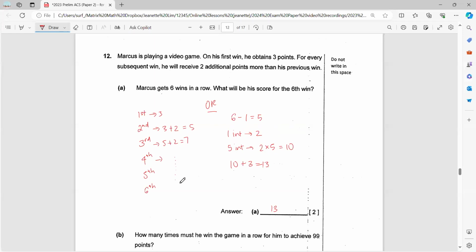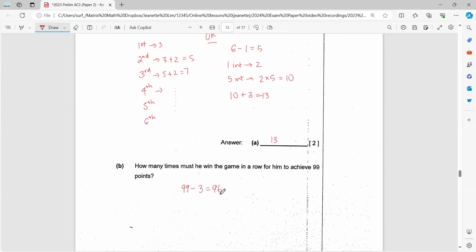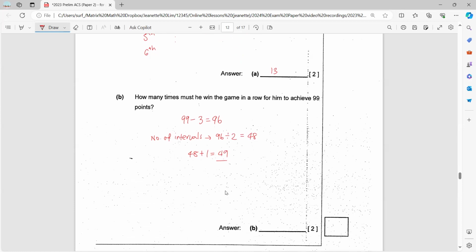For part B, how many times must you win to get 99 points? For this, you have to use the interval method. So you take 99 minus the first win, which is 3, and you get 96. The number of intervals will be 96 divided by 2, since every interval is an increment of 2 points, which is 48 intervals. The number of times you win is plus 1, so the answer is 49 times.